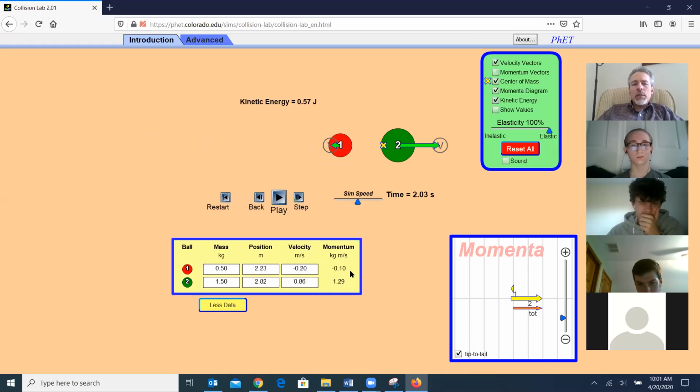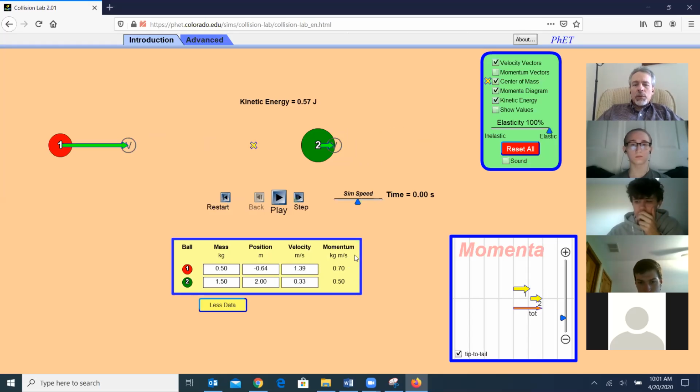So what this lab is, let me replay it, so restart. What you're looking at in this lab is what the total momentum is before the collision and the total momentum of the system after the collision. So right here, if I want to figure out the total momentum before the collision, it's just 0.7 plus 0.5. And then after the collision, I can add it up and figure out what that is as well.